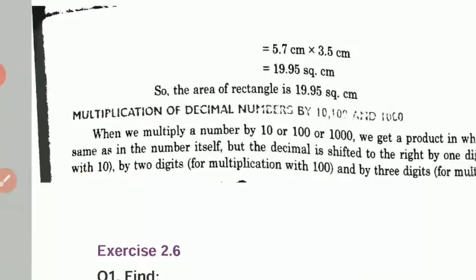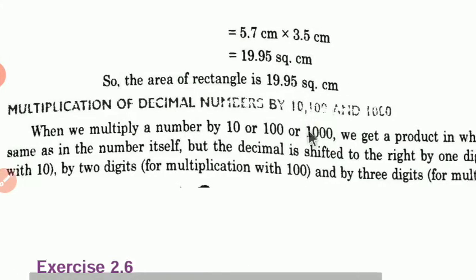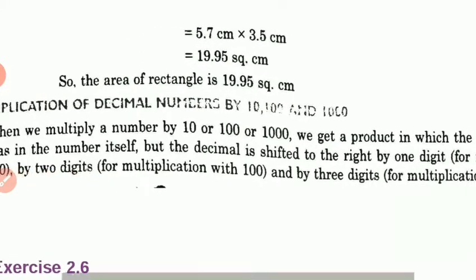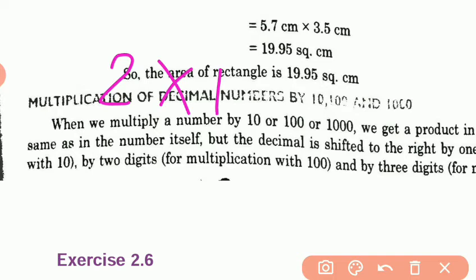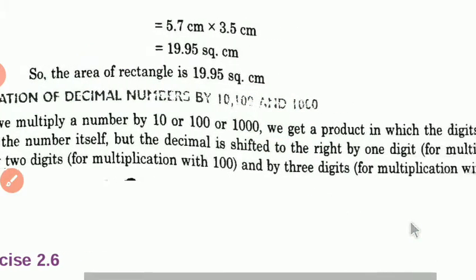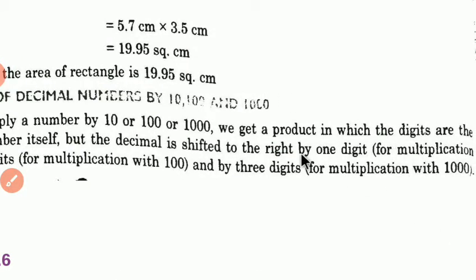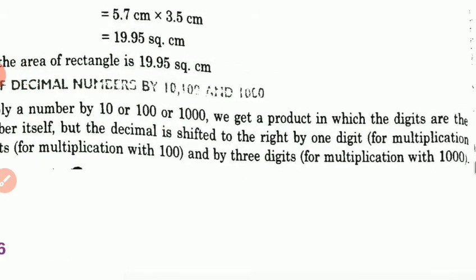The next topic, multiplication of a decimal number by 10, 100 and 1000. When we multiply a number by 10, 100 or 1000, we get a product in which the digits are the same as the number itself. If you multiply 2 into 10, you get the answer 20. Both have the same digit 2, only the zeros and decimal differ. The decimal is shifted to the right by 1 digit for multiplication by 10, by 2 digits for multiplication by 100 and by 3 digits for multiplication by 1000.